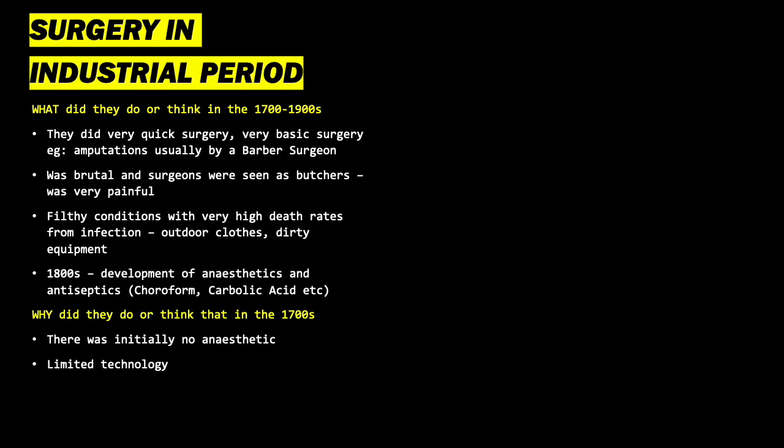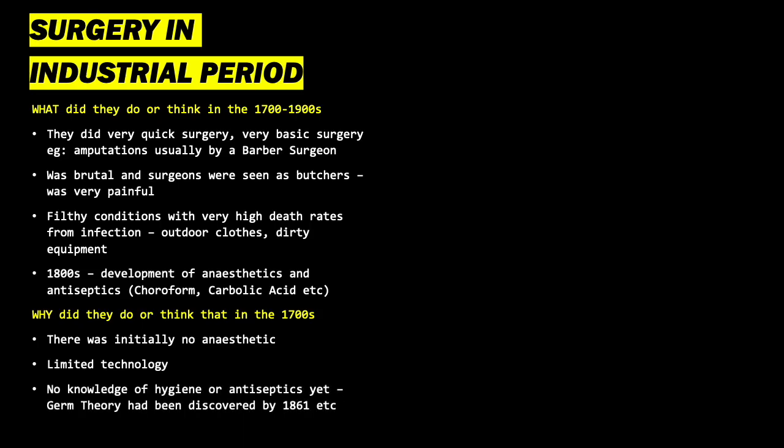So as we've said, the surgery was basic. This is the why, remember? And they have no knowledge of hygiene yet, or antiseptics. The germ theory is going to be discovered in 1861. So if you are going to do something about the advances in infection, so carbolic acid, if you pick that as your example, then a really good why is just say the germ theory being discovered in 1861, which led to Lister developing carbolic acid, something along those lines.